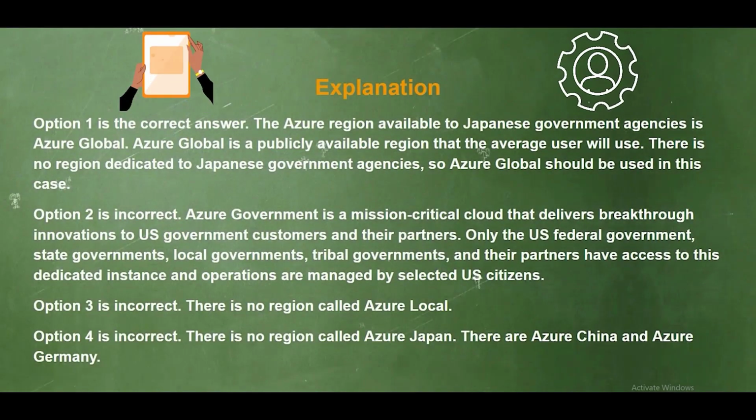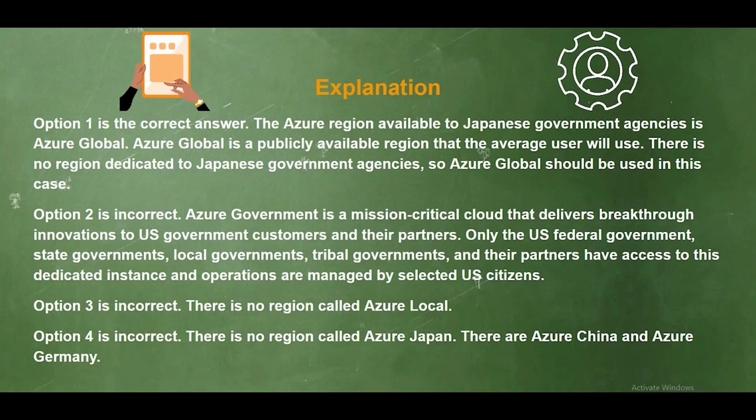The Azure region available to Japanese government agencies is Azure Global. Azure Global is a publicly available region that the average user will use. There is no region dedicated to Japanese government agencies, so Azure Global should be used in this case. Option 2 is incorrect. Azure Government is a mission-critical cloud that delivers breakthrough innovations to US government customers and their partners. Only the US federal government, state governments, local governments, tribal governments, and their partners have access to this dedicated instance, and operations are managed by the selected US citizens.